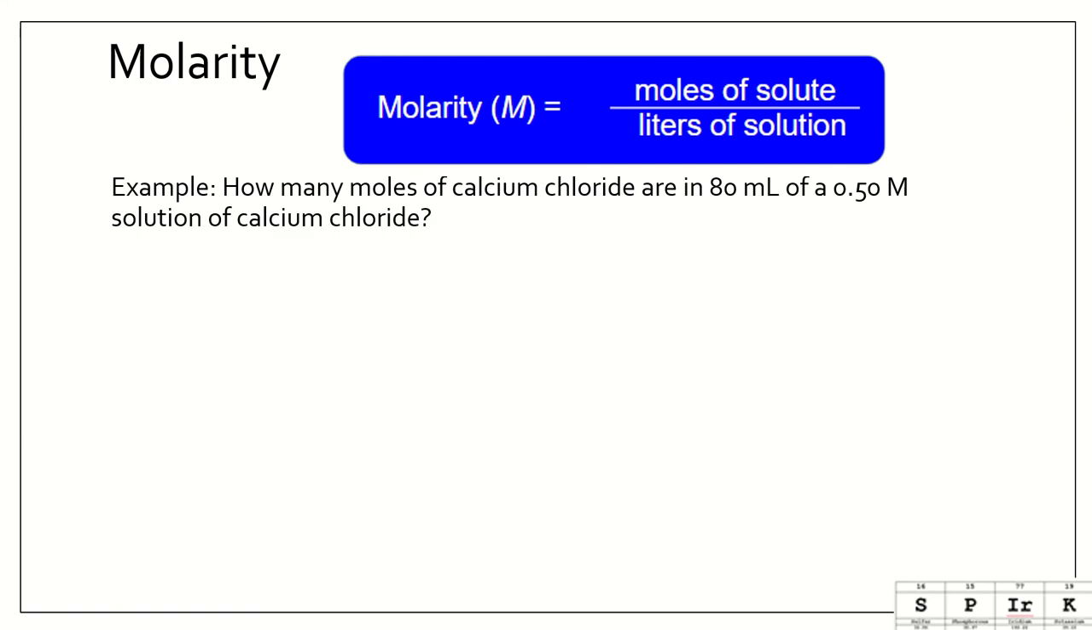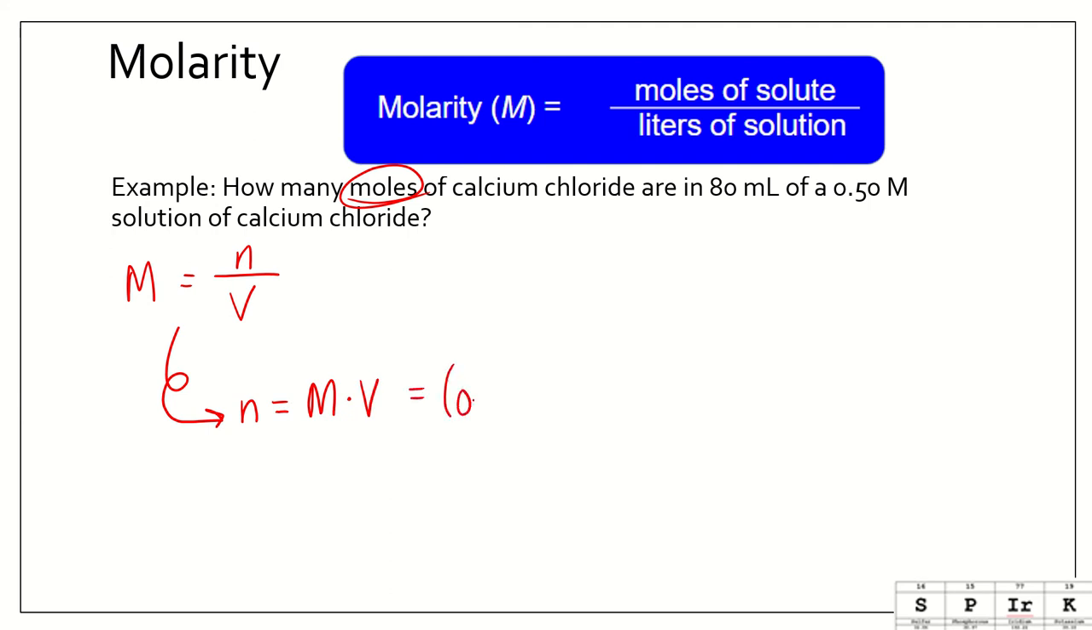All right, let's look at another one. How many moles of calcium chloride are in 80 milliliters of 0.50 molar solution? So we're working a little bit backwards here. Instead of solving for molarity, we're solving for moles of solute. Again, our equation would be molarity equals moles divided by volume, but we're solving for moles, so I'm going to rearrange my equation. Moles equals molarity times volume.